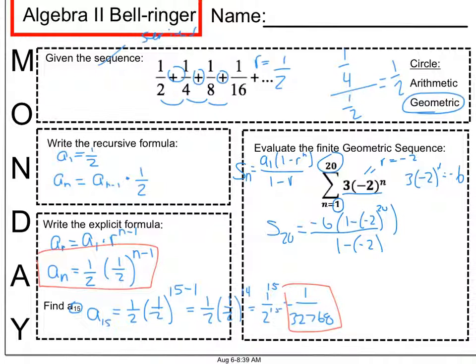And then that entire thing gets divided by 1 minus -2. At that point, you may want to plug that into your calculator. And what I get is 2,097,150. And that is our final answer on that problem.